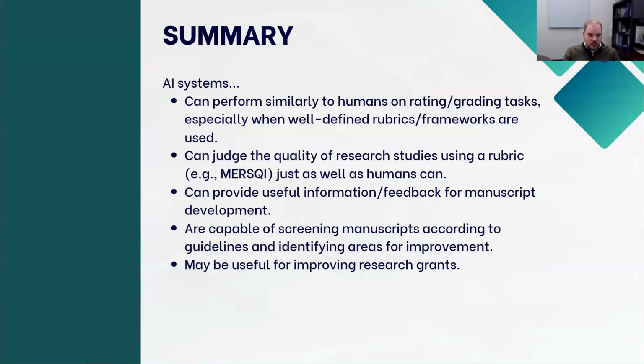And so, as I said before, this is very enticing to me because I do a lot of this type of work, and it could actually save a lot of time and be just as accurate as human raters. Thirdly, AI systems can provide some useful information and feedback on manuscript development, whether it's to students and or experienced researchers. And AI systems, I think, are at the point where they are now capable of screening manuscripts, again, according to guidelines, in order to identify areas for improvement. And as you heard from Colleen, of course, it could be useful as well for improving research grant submissions.